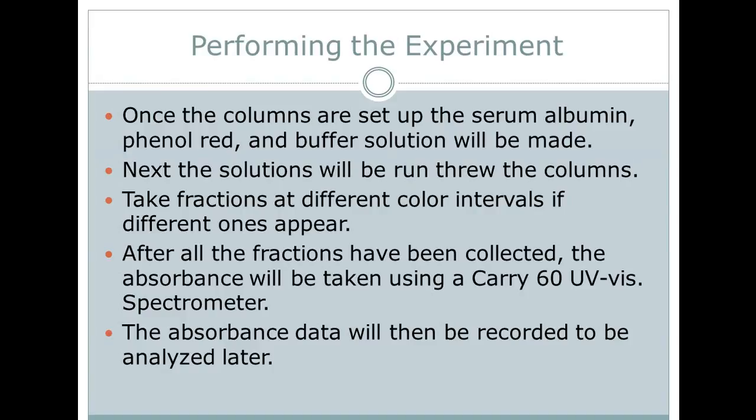Once we have the solutions and run them through the column, each fraction will be studied using a Cary 60 UV-Vis spectrometer. The absorbance data will then be collected and recorded to be analyzed later on with Beer's law.